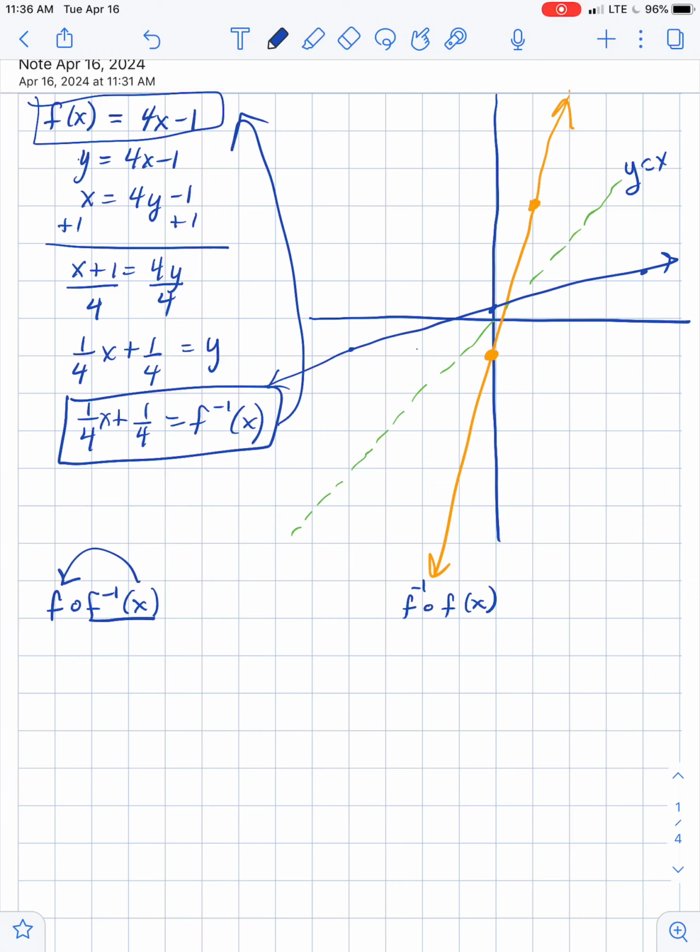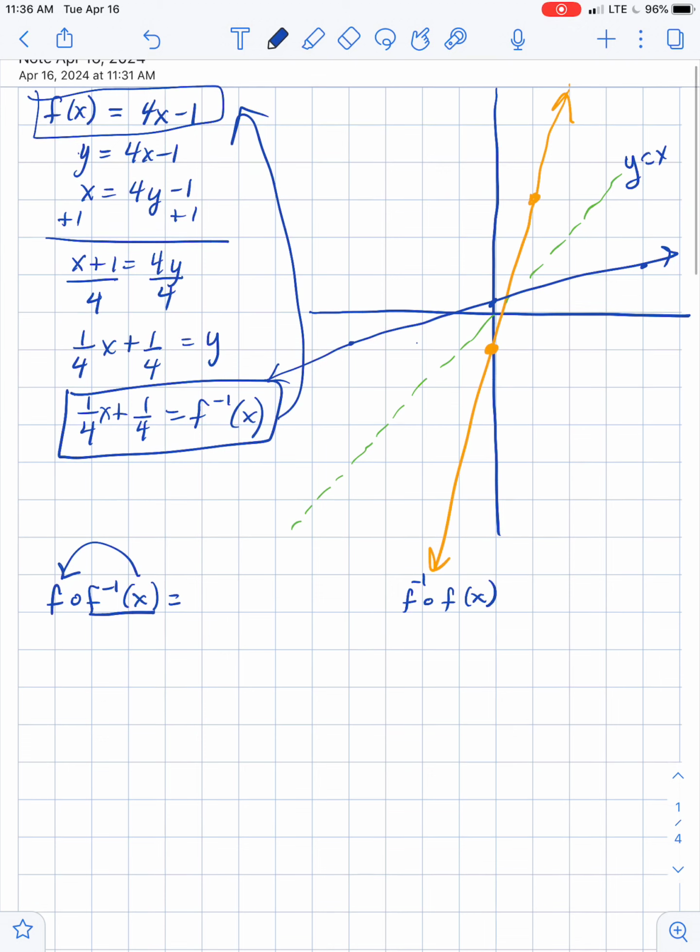So I would have 4 times 1/4 x plus 1/4, and then minus 1. Again, what I'm doing is putting this right here for my x. Simplify it, so I'm just distributing. 4 times 1/4 is 1, 4 times 1/4 is 1, and I still have the minus 1. And that does give me x, so it checks.